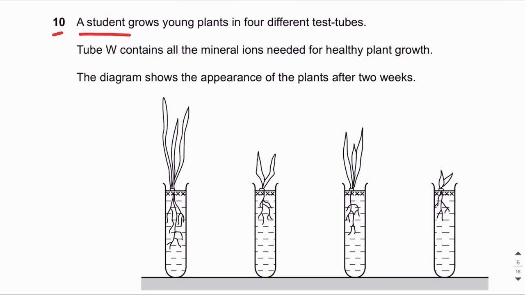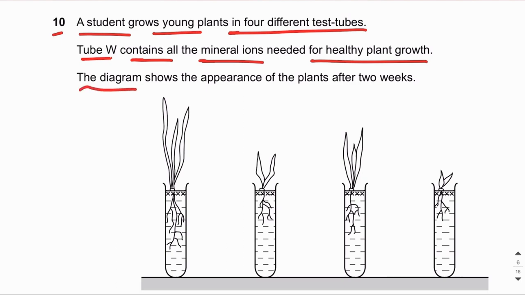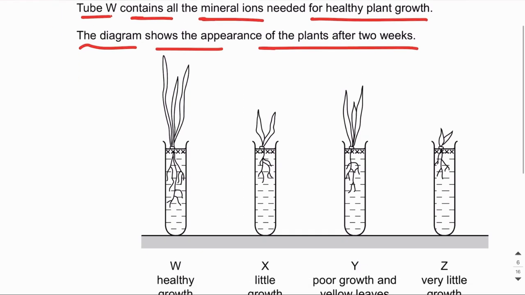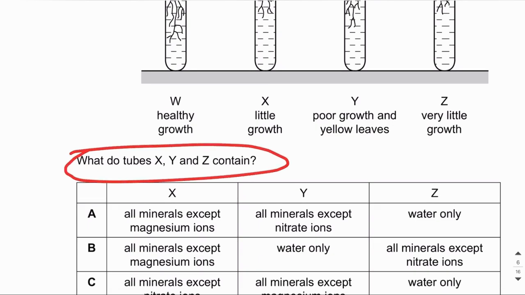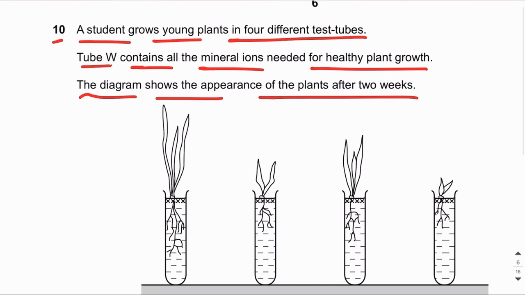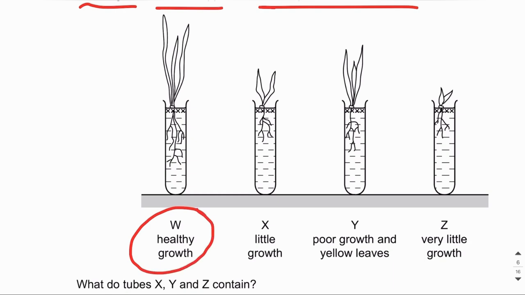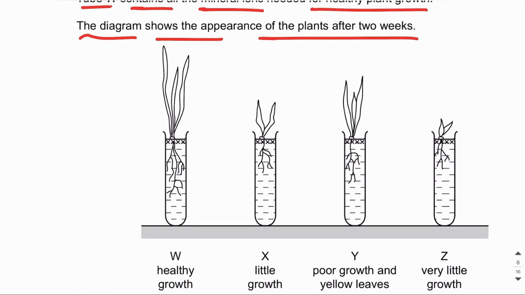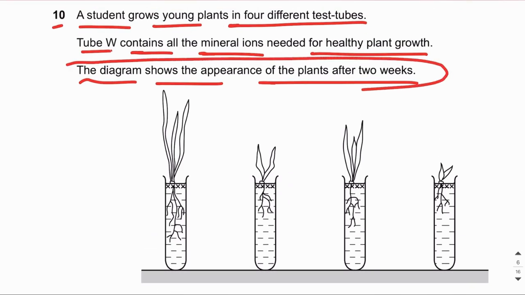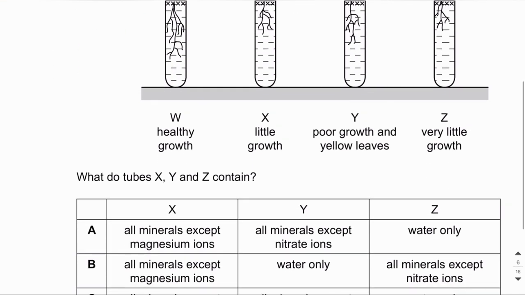A student grows young plants in 4 different test tubes. Tube W contains all the mineral ions needed for healthy plant growth. The diagram shows the appearance of the plants after 2 weeks. What do tubes X, Y, and Z contain? So guys, what they are saying is that the student is growing young plants in 4 different test tubes. And tube W contains all the mineral ions needed for healthy plant growth. So W is the control over here, which shows normal healthy plant growth, and all the mineral ions are added. The diagram shows the appearance of the plants after 2 weeks. What do tubes X, Y, and Z contain?